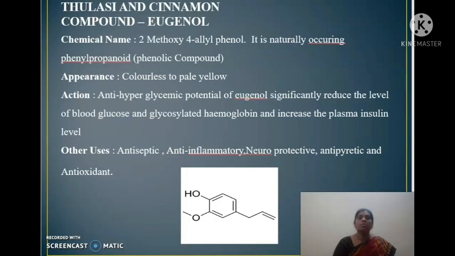The first compound is eugenol, a bioactive component present in tulsi and cinnamon. The chemical name of eugenol is 2-methyl-4-allyl phenyl. This phenolic compound is colorless in nature, or sometimes pale yellow in color. The main action of eugenol is that it helps to reduce the blood glucose level as well as the glycosylated hemoglobin level, and it also increases the plasma insulin level.